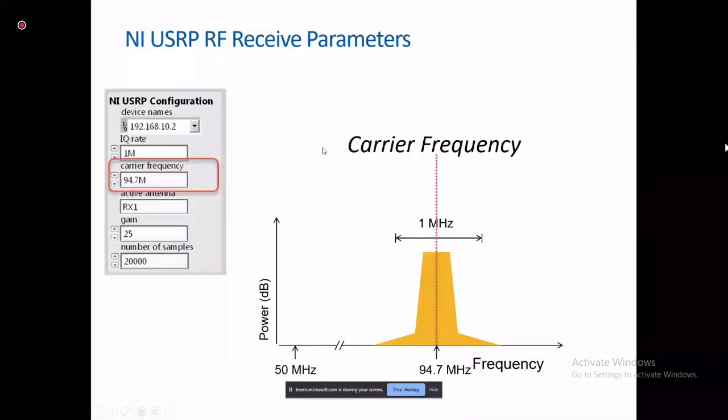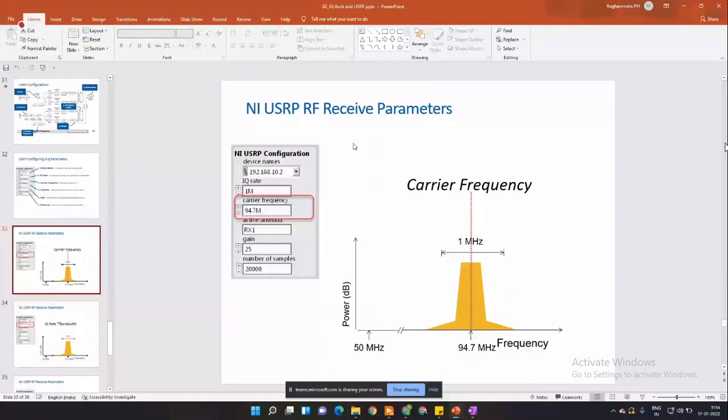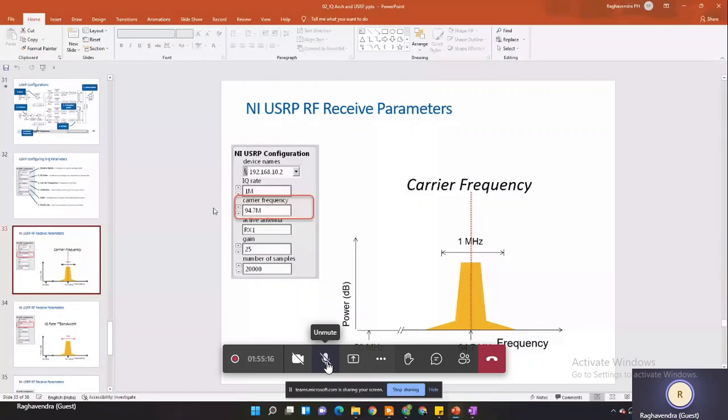Okay, so any doubts up until this point? I'll stop with the USRP part of things here, and then I'll go ahead to how we built the CISO transmitter. Any doubts up until this point? Okay, then I shall continue.